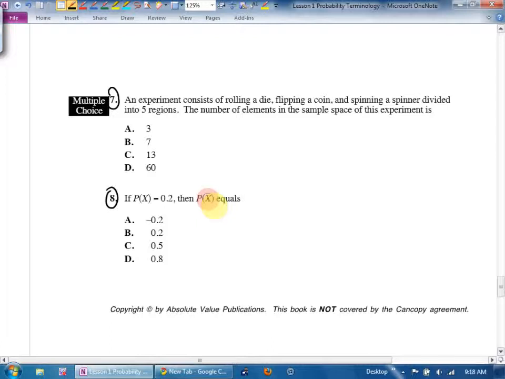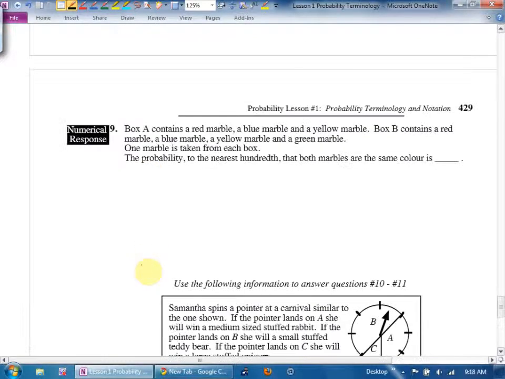And 9. So 9, you're going to have a two-level tree. Box A, red, blue, yellow. Box B, red, blue, yellow, green. Draw your tree. And then which branches have the same color? So number 9 is good.